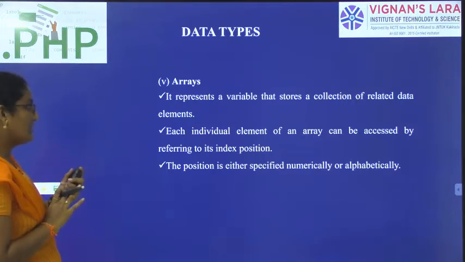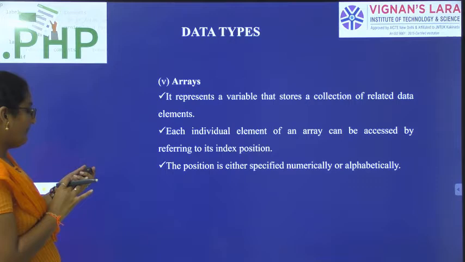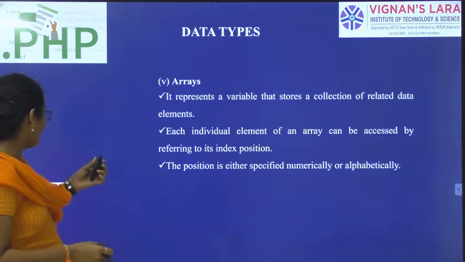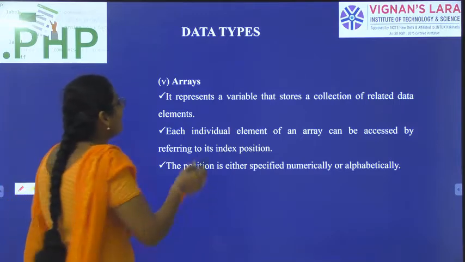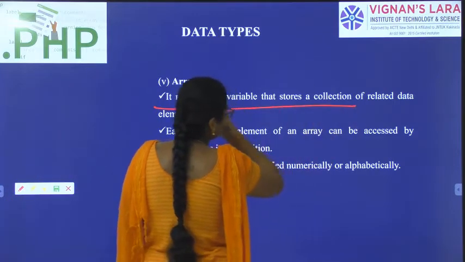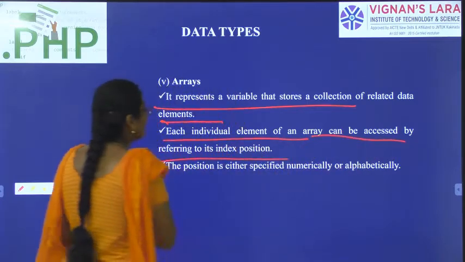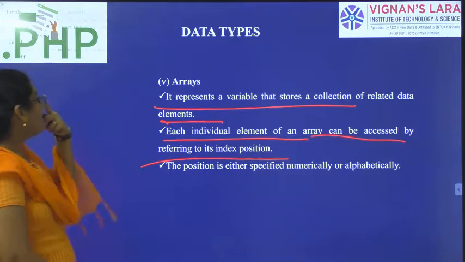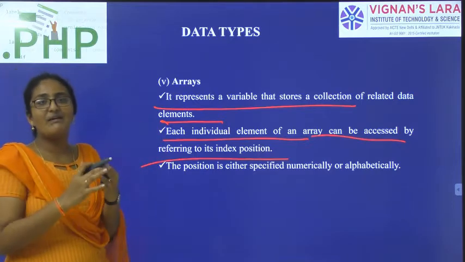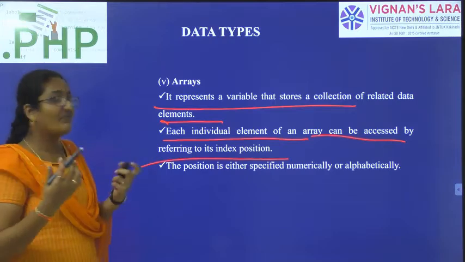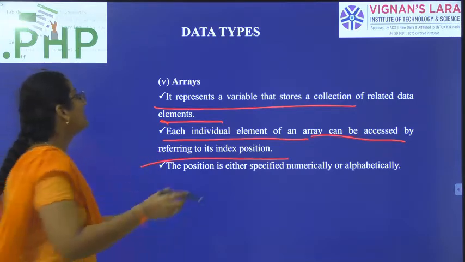Array is nothing but a collection of elements. Each element in the array is identified with the indexing number or indexing position. So all these things you know from long back. Array is used to store the collection of data. The individual element in array is accessed by some index position. So arrays, group of elements, collection of data, collection of elements, where the elements are accessed by some index position.